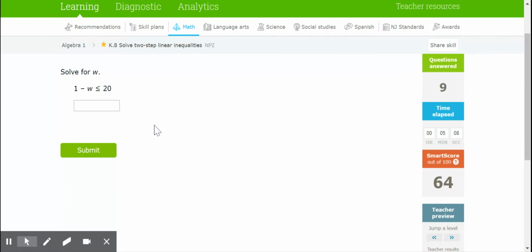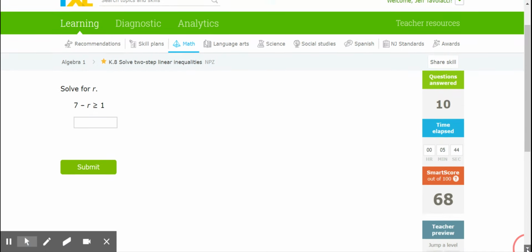Okay, I'm only going to do a handful more, and I think you guys get the general idea. I don't think you're going to have too many problems with two-step linear inequalities today. All right, so we're going to subtract 1 from both sides. That gives me negative w is less than or equal to 19, but we have to divide by negative 1 to solve for positive w. When I divide by negative 1, this inequality is going to flip from less than to greater than, and 19 will flip to negative 19.